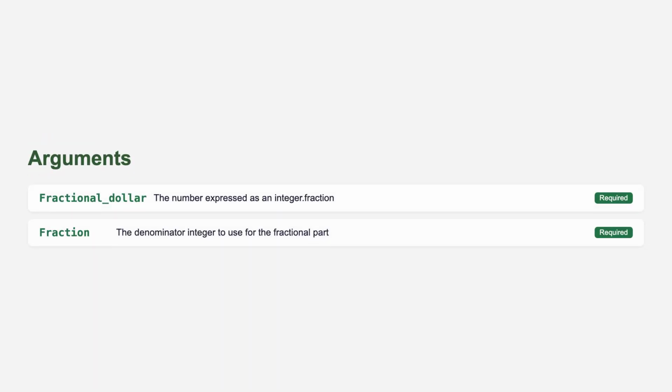There are two arguments, both required. Fractional dollar, the number expressed as integer.fraction, and fraction, the denominator integer to use for the fractional part. For example, if securities are priced in sixteenths, the fraction would be 16.